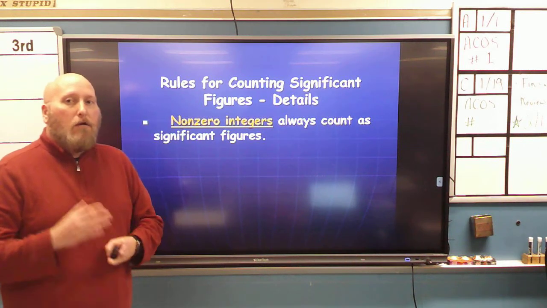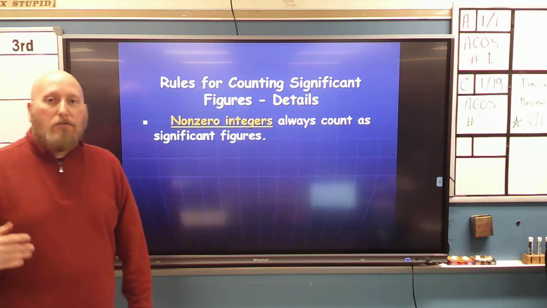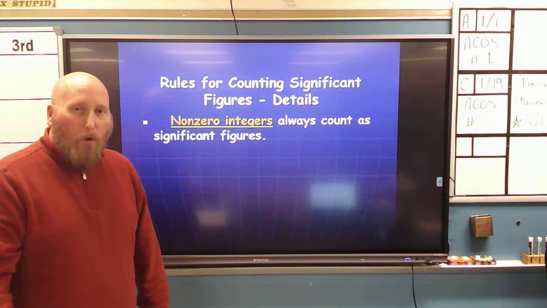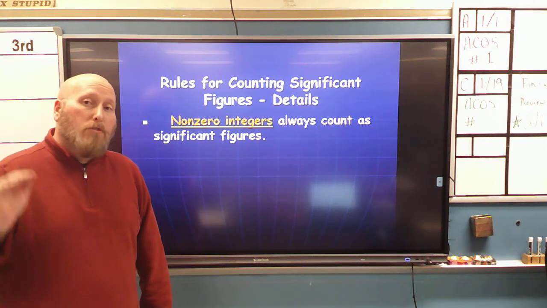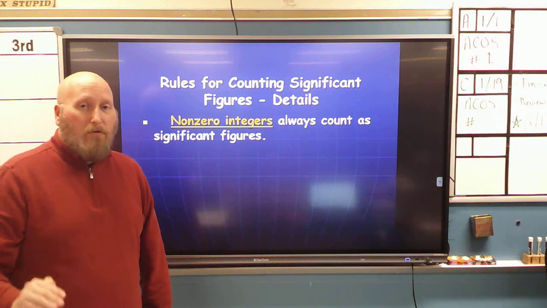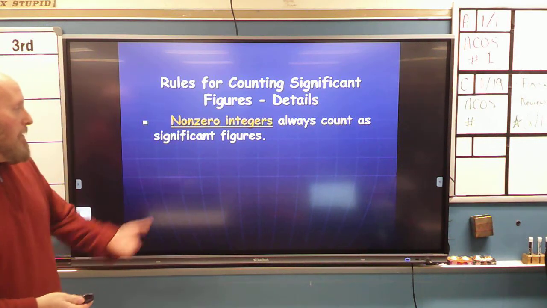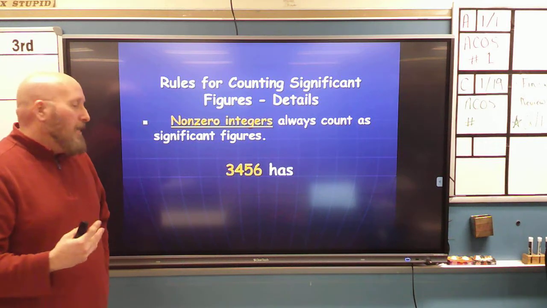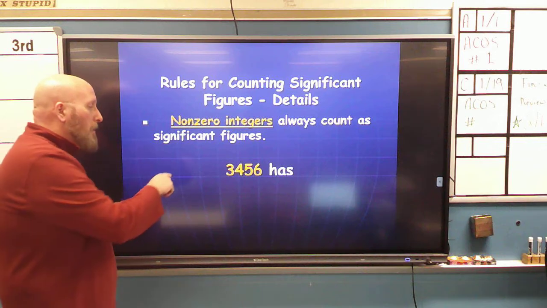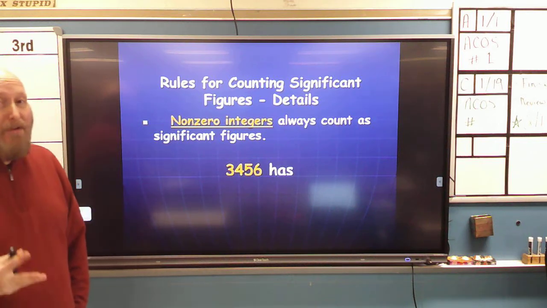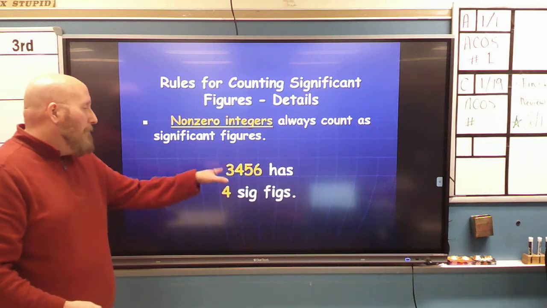But number one on the list, what is significant as far as a significant figure? Non-zero numbers are always significant. They always count as being significant. In other words, 1 through 9, 1, 2, 3, 4, 5, 6, 7, 8, and 9, those numbers always count as being significant. They have value, okay? So for example, if I give you a number like 3,456, how many of these numbers are significant?